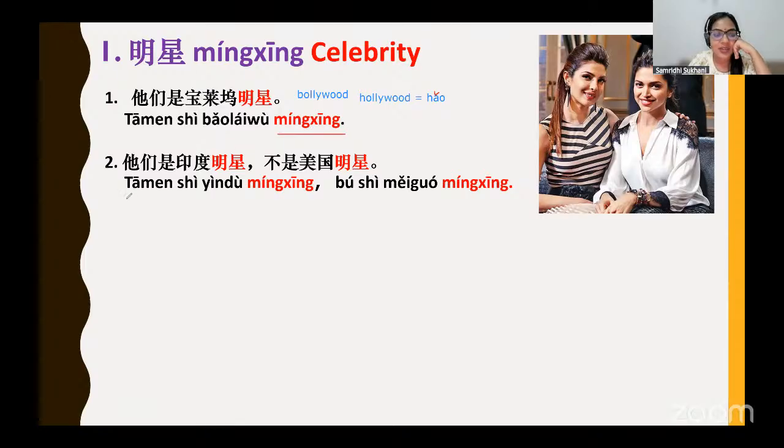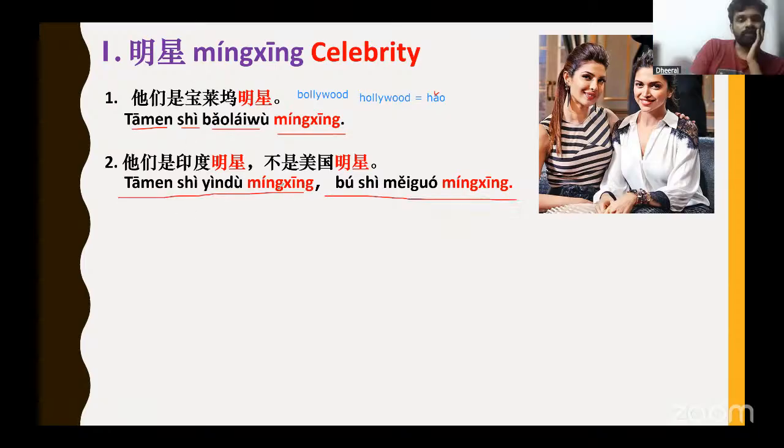Dheeraj, can you read the, sorry. Wait. First, anybody, can you translate this? What does it mean? 他们是宝莱坞明星. She is Indian celebrity. No, I think they are Bollywood celebrities. Very good. They are Bollywood celebrities. Next one, Dheeraj, can you read?